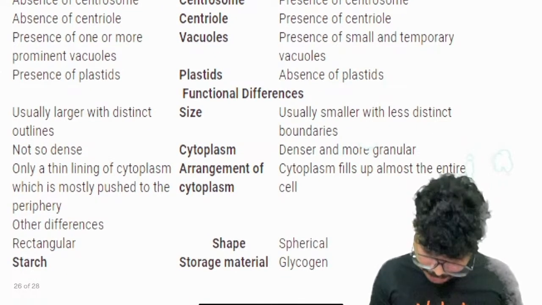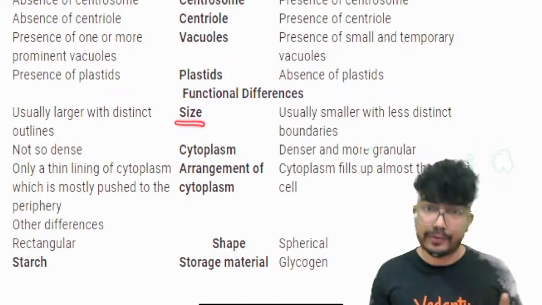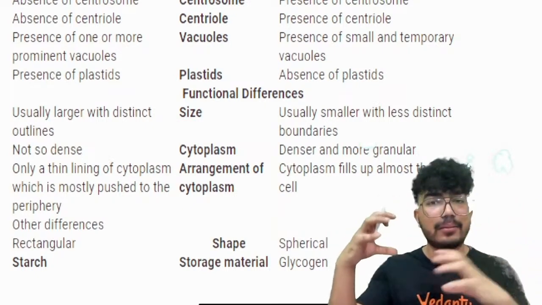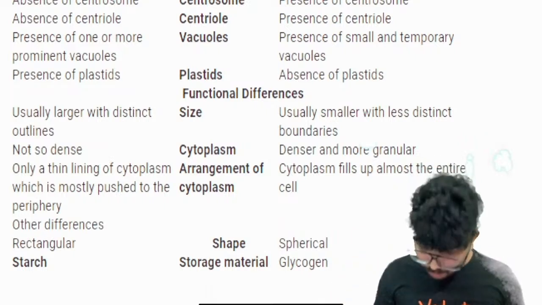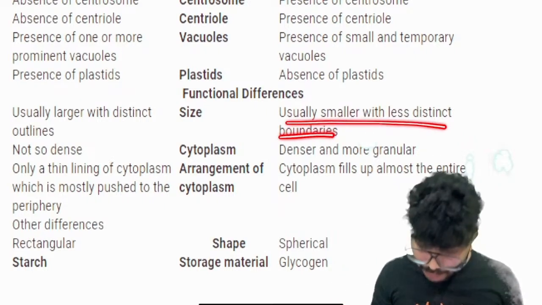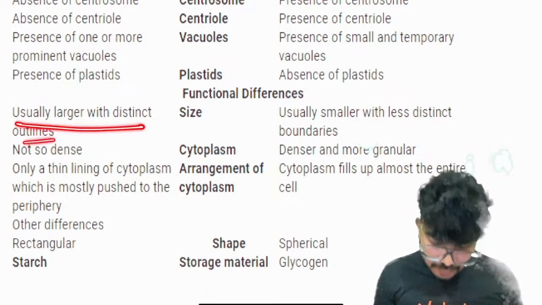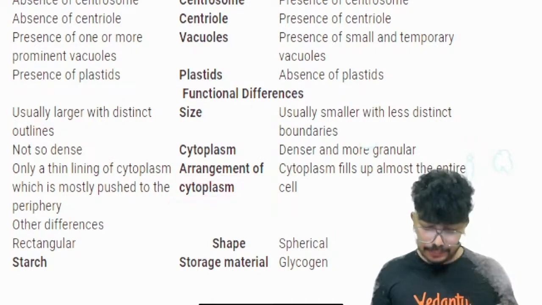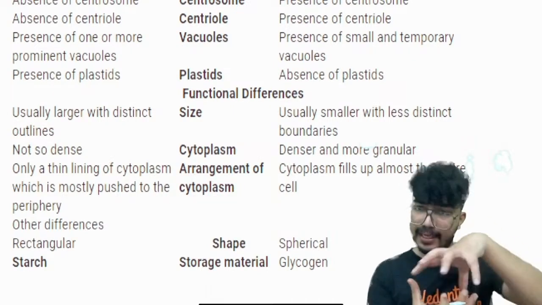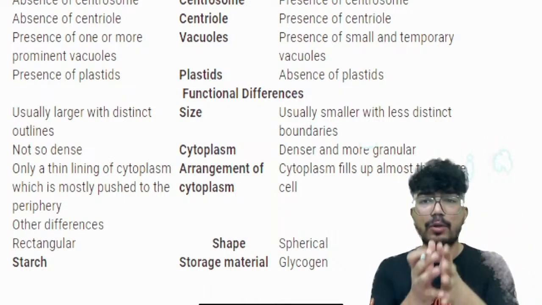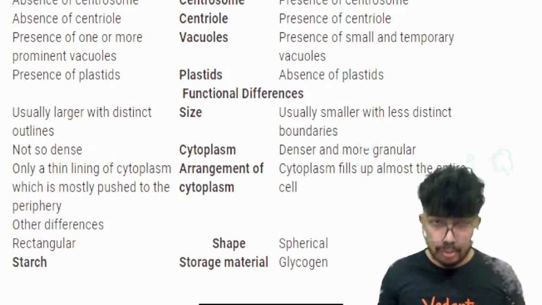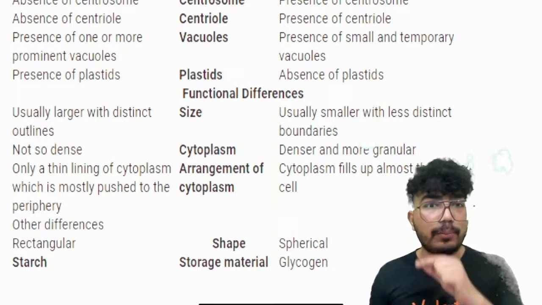Then functional differences. Let's talk about the first difference, that is the size. Plant cells are usually bigger in size, and animal cells comparatively are smaller in size. Usually smaller with less distinct boundaries in animal cells, usually larger with distinct outlines in case of plant cells. Arrangement of cytoplasm: again, there is the vacuole in the plant cell, and the vacuole pushes the cytoplasm to the periphery. The same thing is written over here, only a thin lining of cytoplasm which is mostly pushed to the periphery.